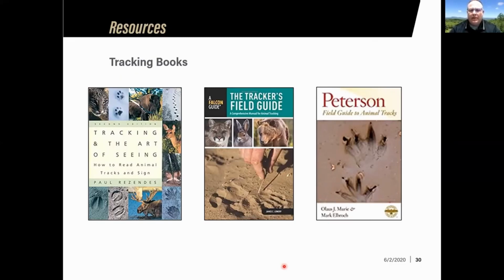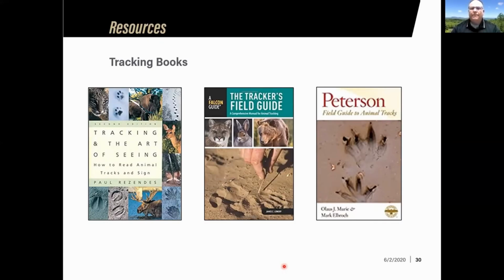Personally, I like Tracking and the Art of Seeing by Paul Rezendes. This resource has pictures of the feet in addition to tracks, so you can really get a perspective for the toe pads and the way that they function, and how they would mark into whatever substrate you have. And if you get into lessons 2 and 3 in the animal diversity and tracking unit, you get into making tracks and casts, and you can see the same thing as these feet and get a feel for how those tracks are being laid.